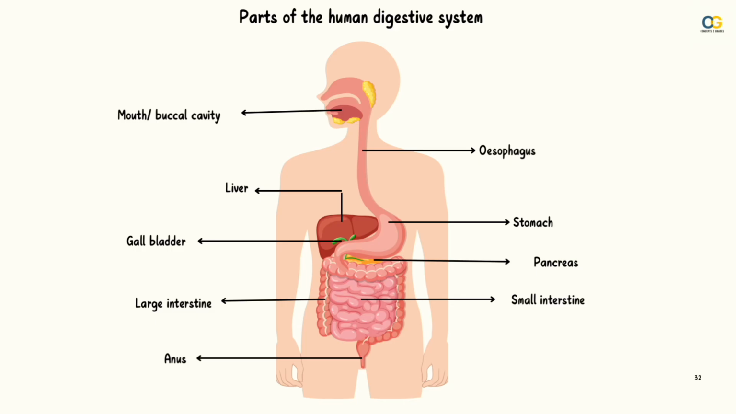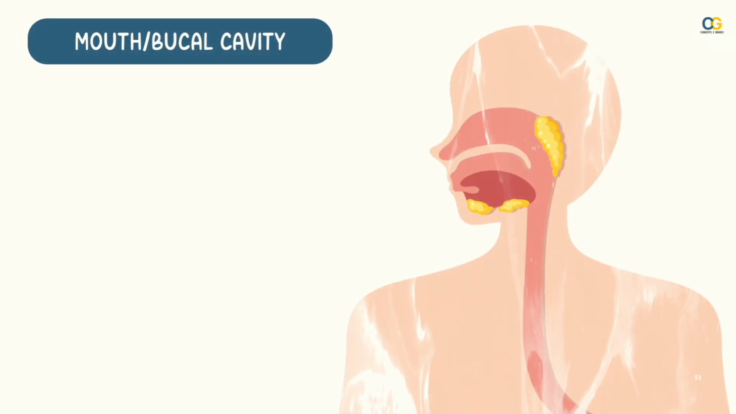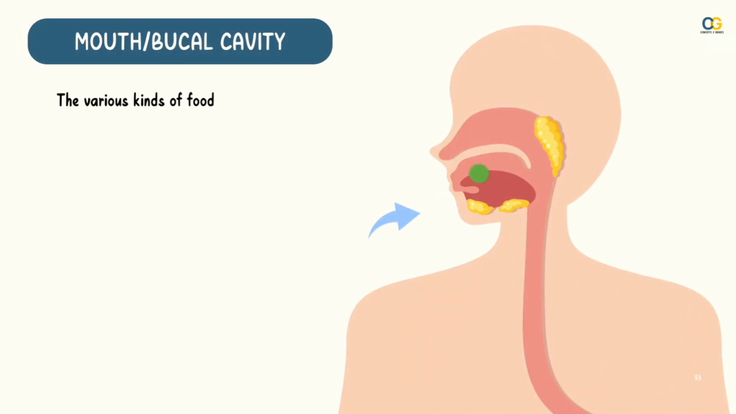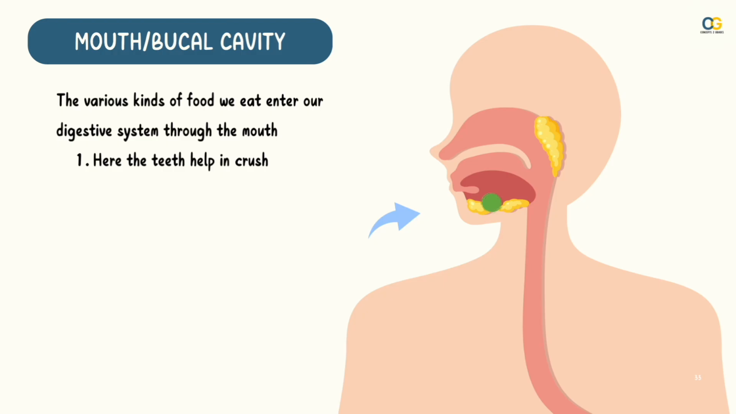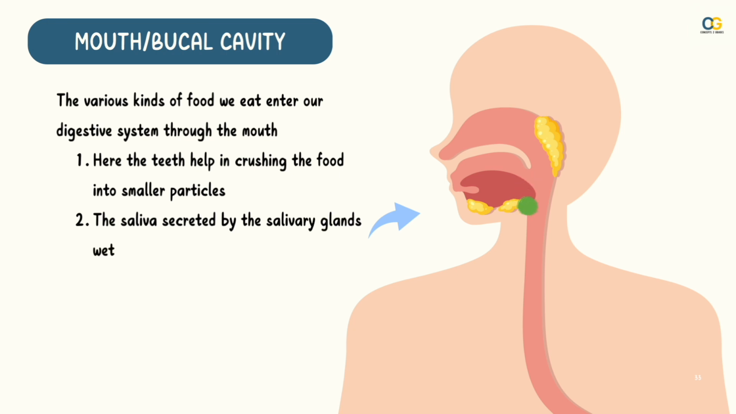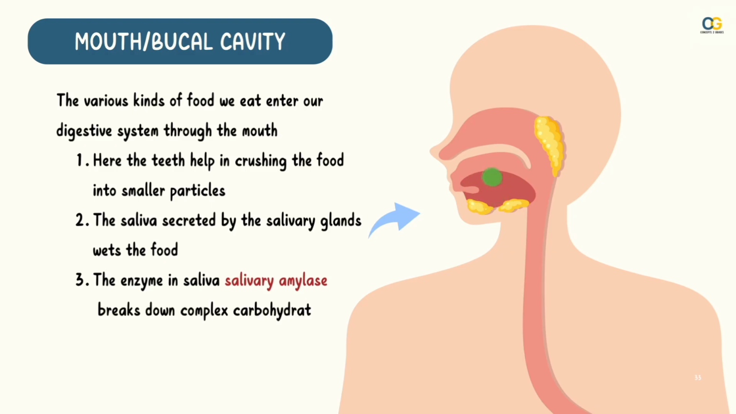Let us try and understand what happens in each place. So let us start with the mouth or the buccal cavity. Here, the various kinds of different foods we eat enter our digestive system through the mouth. Here, the teeth help in crushing of the food into smaller particles. The saliva secreted by salivary glands wets the food. The enzyme in saliva, called salivary amylase, breaks down complex carbohydrates into simple sugars.